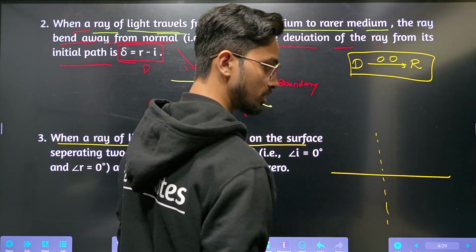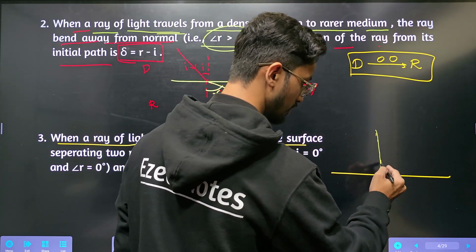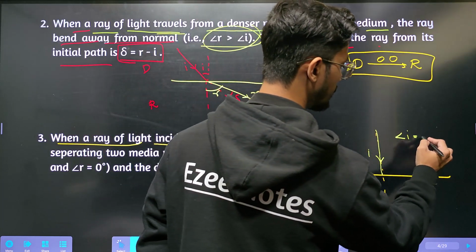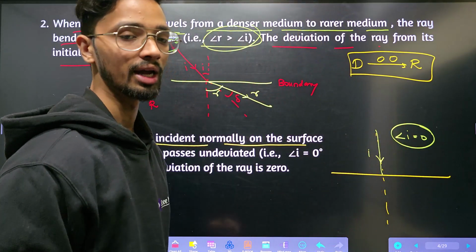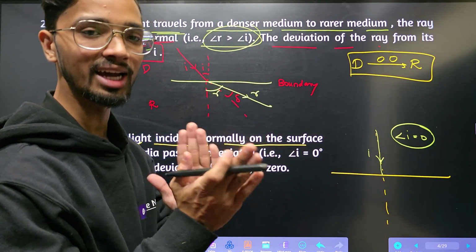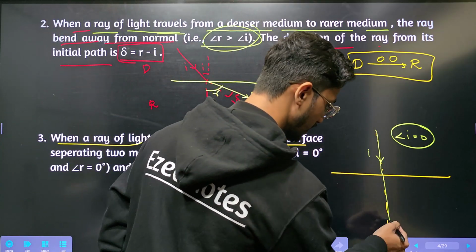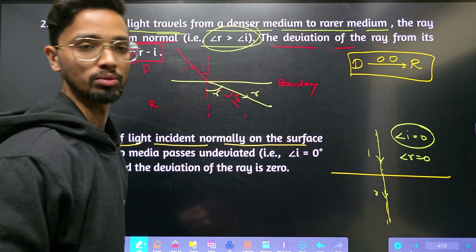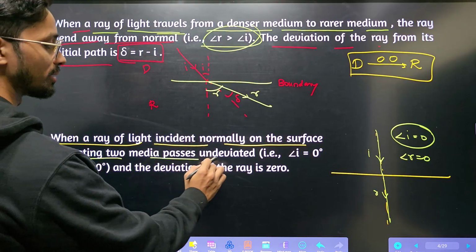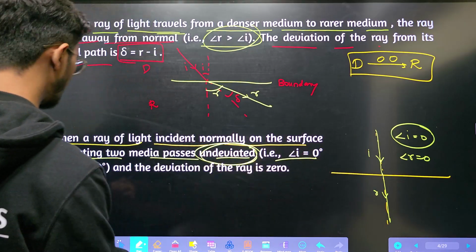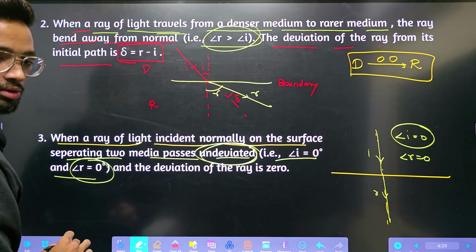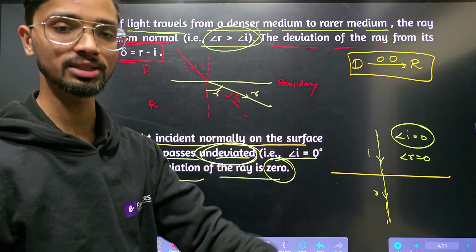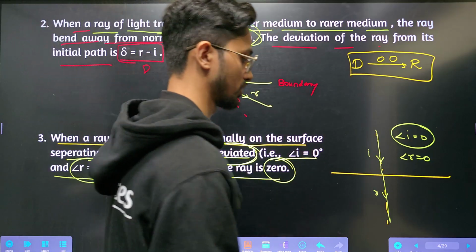This is the normal. If the ray of light comes in along the normal, that is, incident on the normal, then angle I will be 0 degrees. It does not make any angle with the normal, so it will pass undeviated. So angle R will also become 0. A ray separating two media passes undeviated, that is, angle I is 0 and angle R is also 0, and the deviation of the ray is 0. There is no deviation because it passes undeviated.